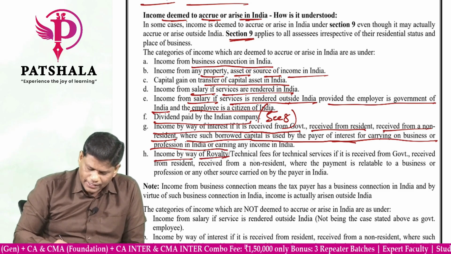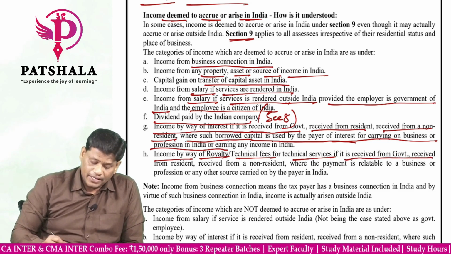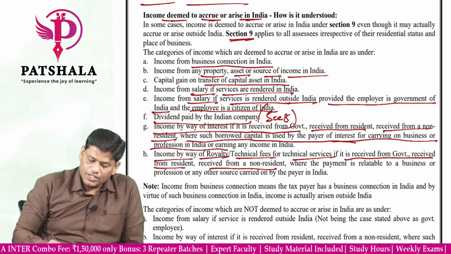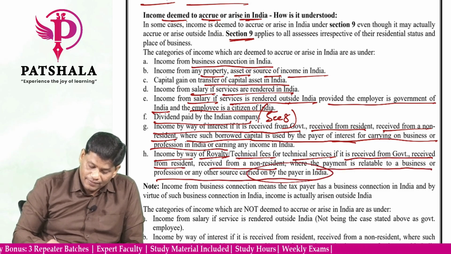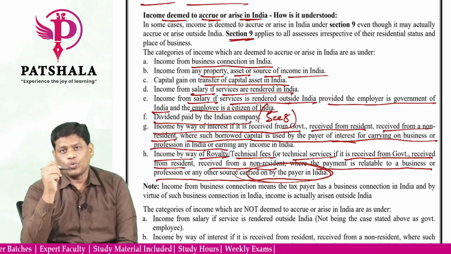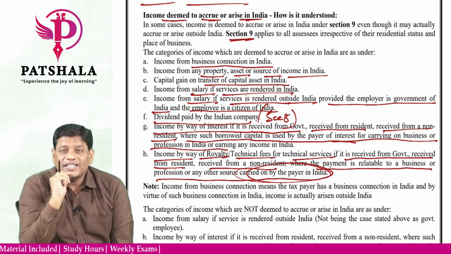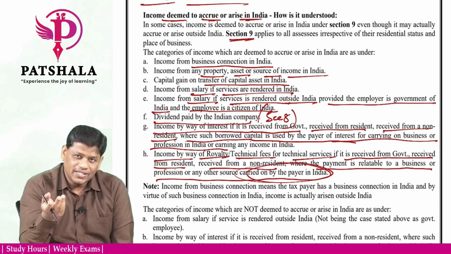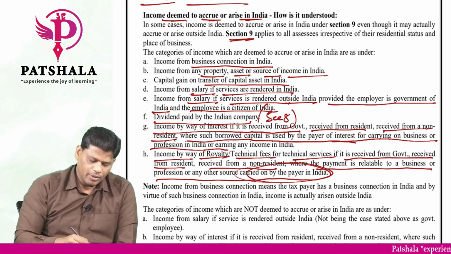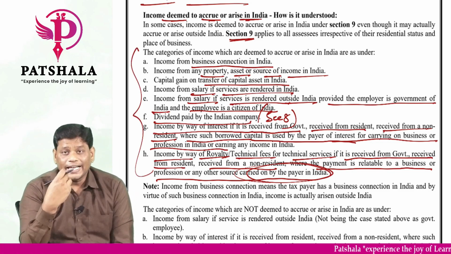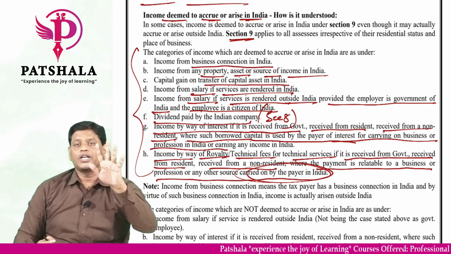Income by way of royalty or fees for technical services, if received from government, from a resident, or from a non-resident, where the payment is related to a business or profession or any other source carried on in India. In these two points, if you see, where is the business or profession carried on? It is carried on in India. Once the business or profession is carried on in India, it is deemed to be earned in India. So these are all the deeming provisions, even though technically speaking it may look like it is earned outside India, but it is deemed to be earned in India.